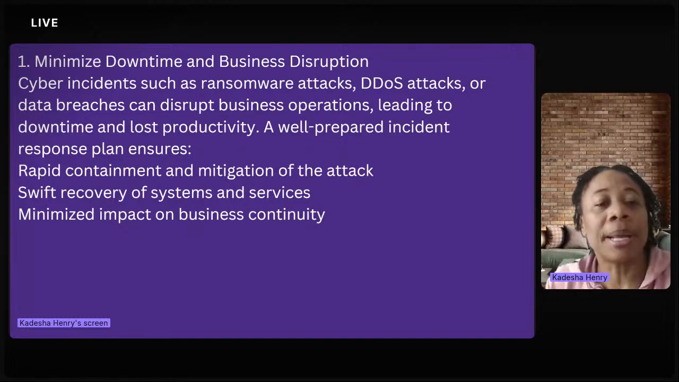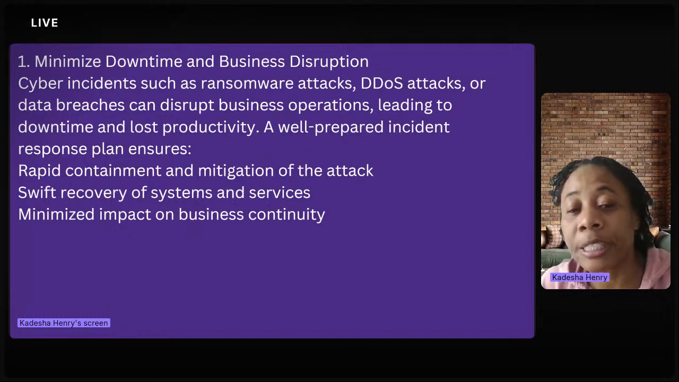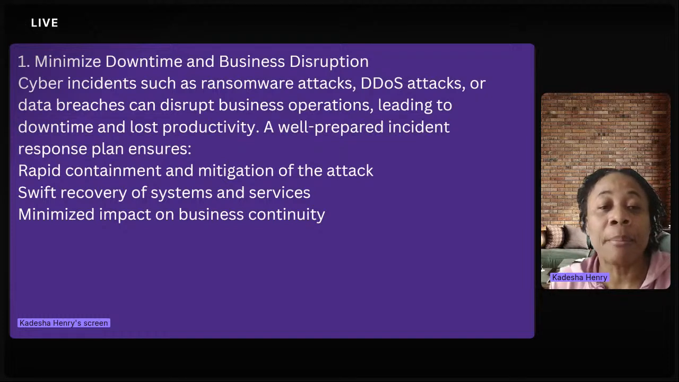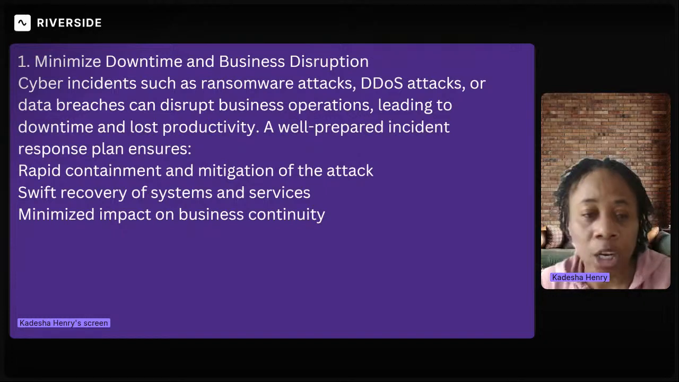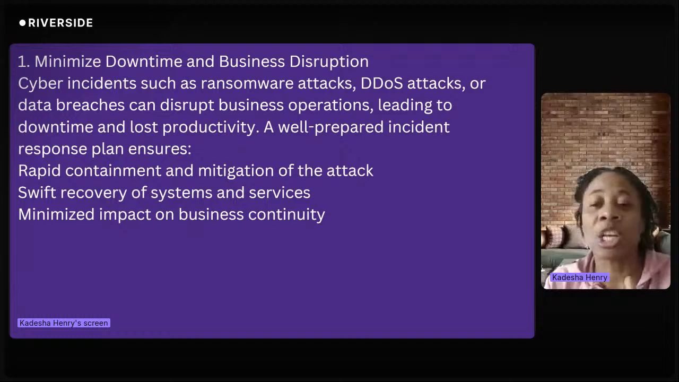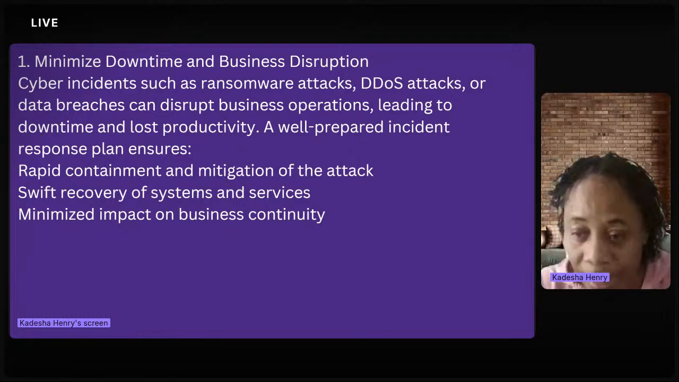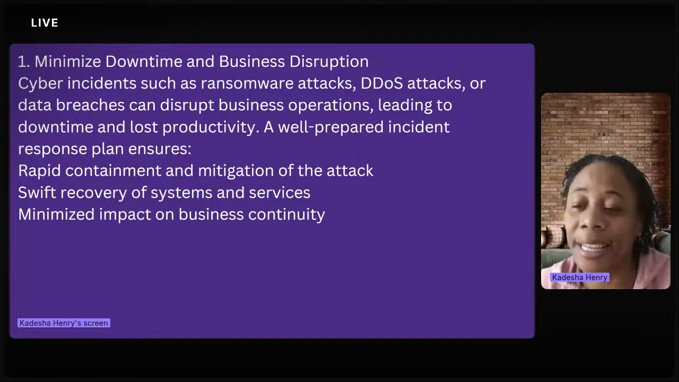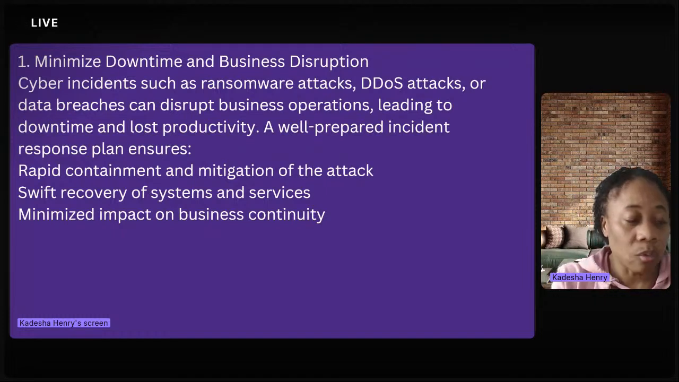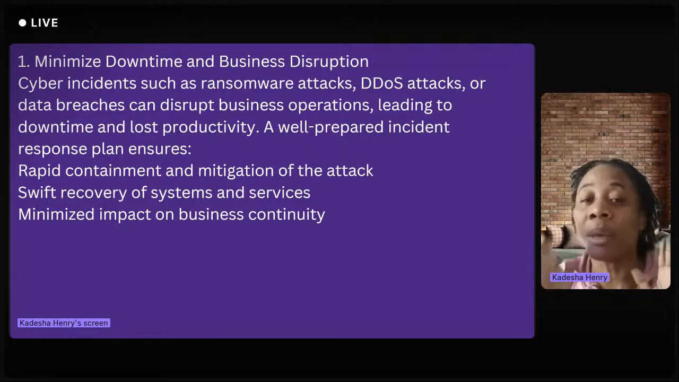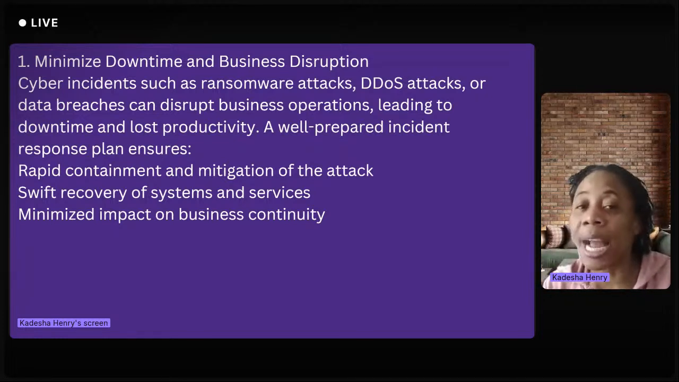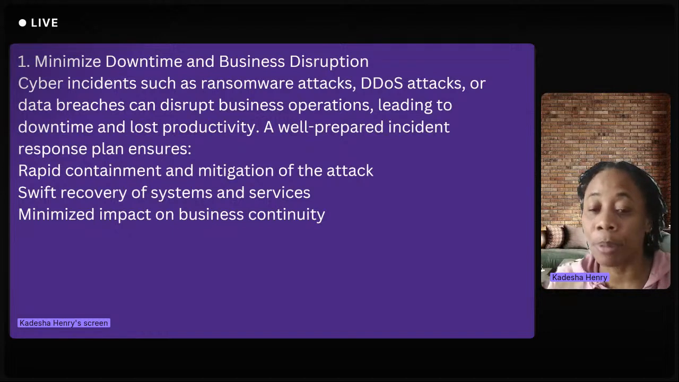So: rapid containment and mitigation of the attack, swift recovery of the system and services, minimized impact on business continuity. And that's why in other lessons we're going to talk about business continuity, right? How do we continue in business even though there is an attack, even though there is an incident happening? So we are saying right now that we need the incident response plan because it minimizes the downtime and business disruption, right?